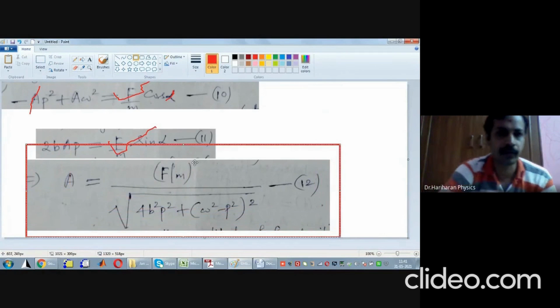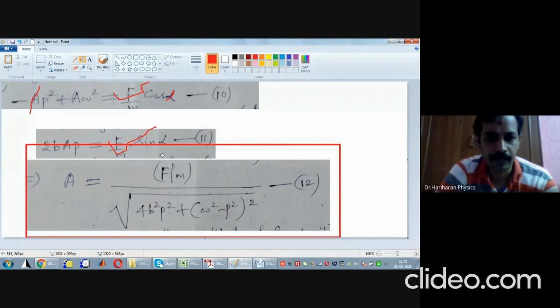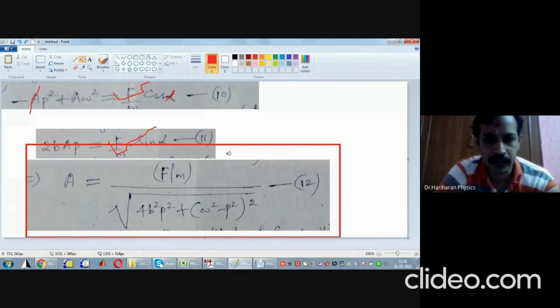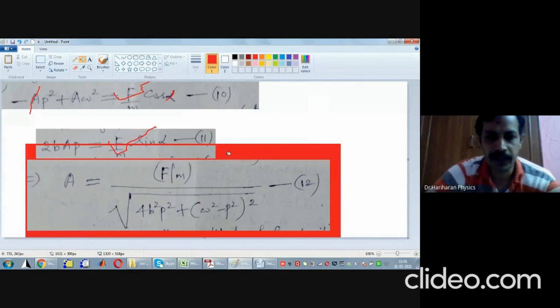I'm trying to highlight now. What is equation 12? Equation 12 is this, here. Can you see here? This is equation 12, the expression for amplitude.